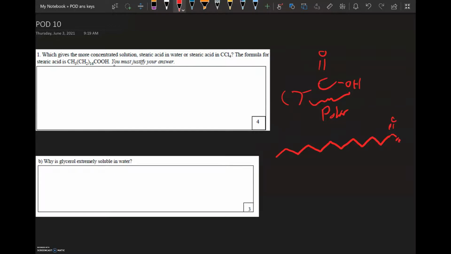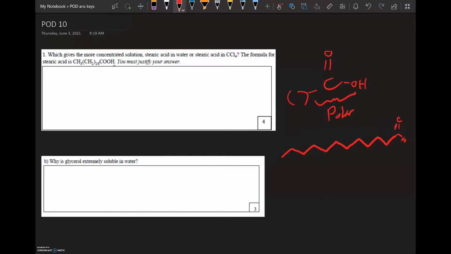Now, in saying that, that should answer the question as to what's going to give a more concentrated solution. Well, if you dissolve it into the carbon tetrachloride, it's going to dissolve more into carbon tetrachloride, which is going to create a higher concentration. And that all goes back to the fact that you have this long carbon hydrogen chain, which creates a much more nonpolar substance than the polar functional group that you find on the end of the carbon chain.